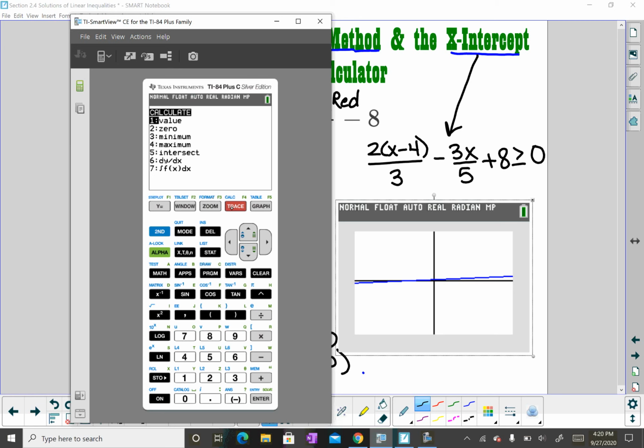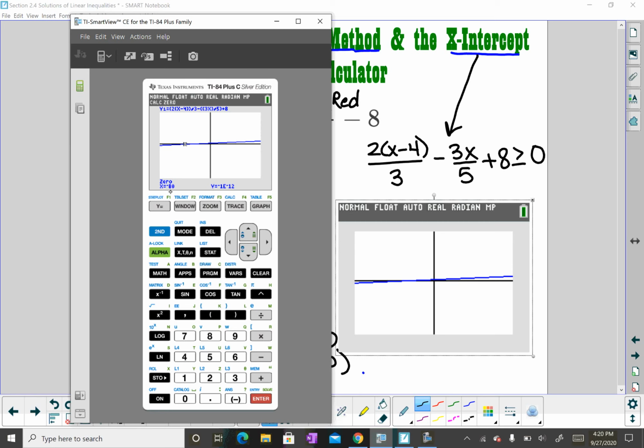Another word for x-intercept is a zero, number 2. And this is where you have to tell your calculator what you think. So I'm going to say on the left side, I think it is negative 100 approximately. And you can see I've got an arrow that shows up there pointing towards the intersection. Right side, zero, I'm pretty confident is on the right side. And then I hit enter.